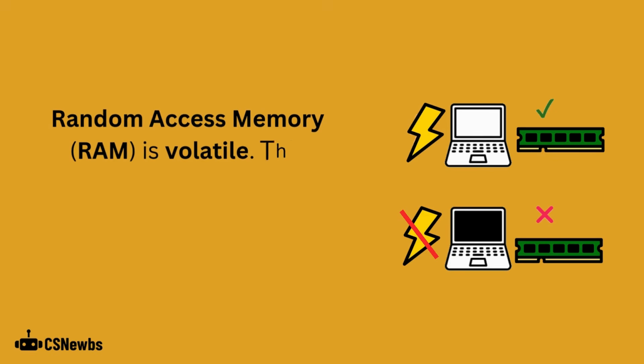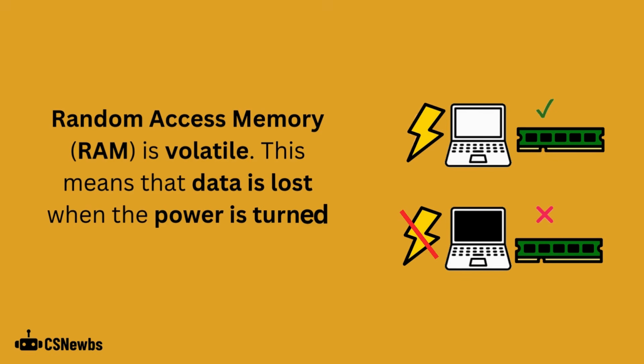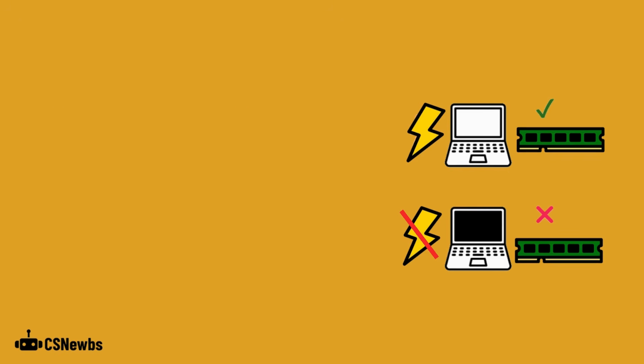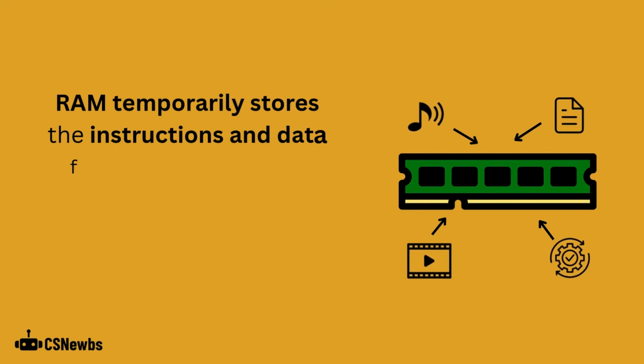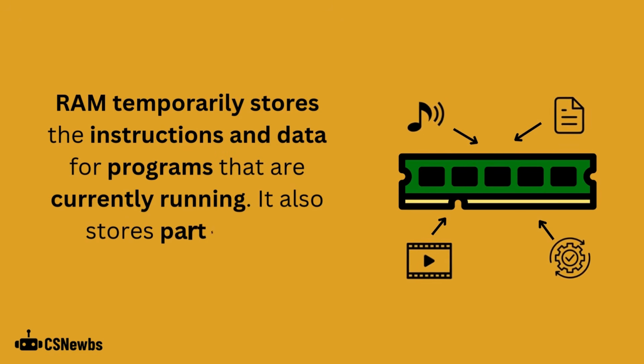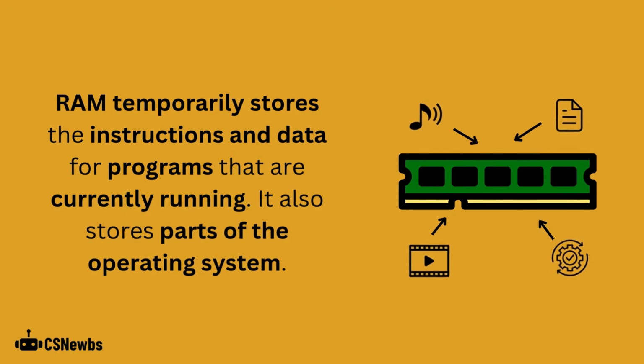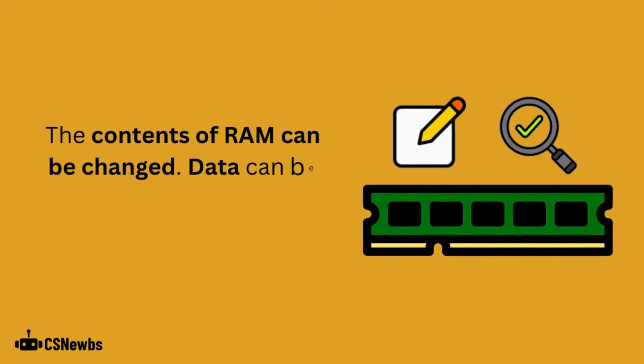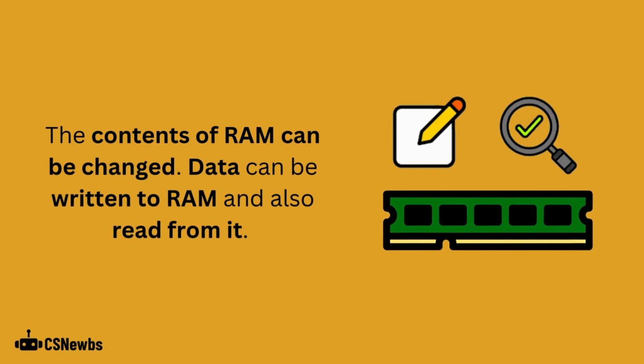Random access memory is volatile. This means that data is lost when the power is turned off. RAM temporarily stores the instructions and data for programs that are currently running. It also stores parts of the operating system. The contents of RAM can be changed. Data can be written to RAM and also read from it.